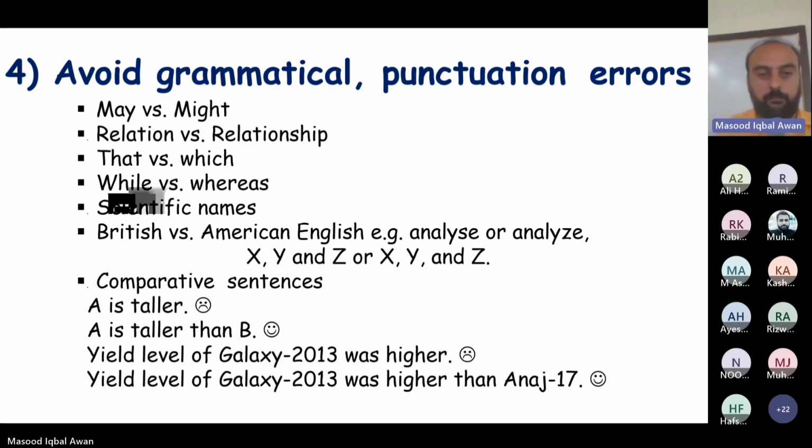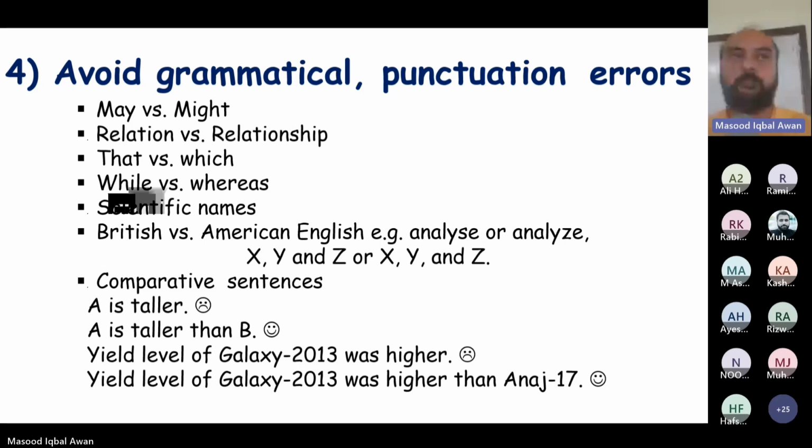Similarly, strictly speaking, especially in American write-up, they use the word relationship only for human beings and the word relation for all other non-human things. Similarly, we are confused about the use of that and which. That is used where we are classifying, whereas which is used where we are trying to add information.